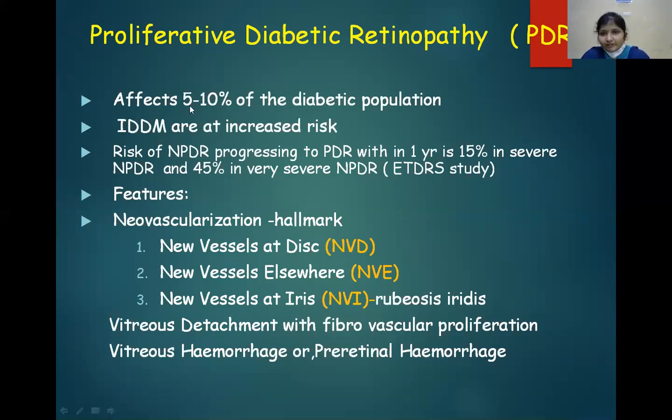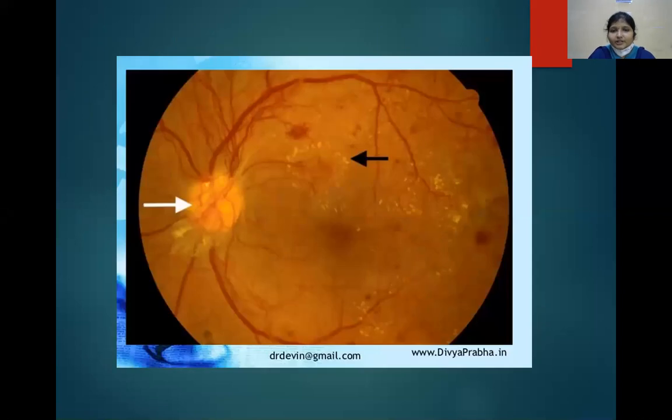So what are the features of proliferative diabetic retinopathy? The main hallmark is neovascularization. So there are new vessels either at the disc or anywhere else of the retina, or new vessels at the iris. As I already said, new vessels at the iris is also known as rubeosis iridis. And the other features are vitreous detachment with fibrovascular proliferation and vitreous hemorrhage or pre-retinal hemorrhage.